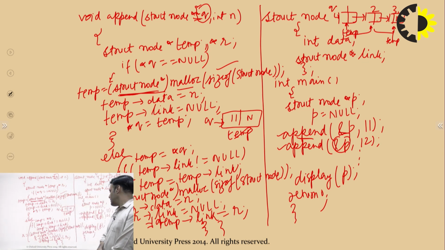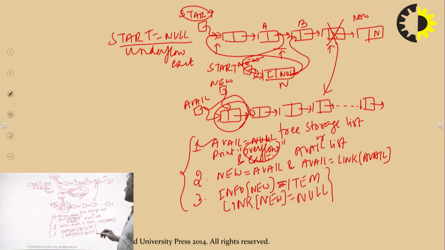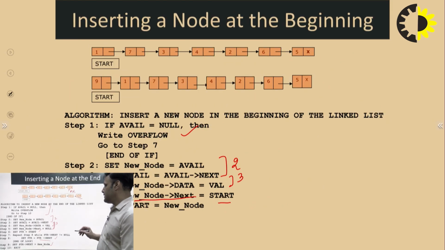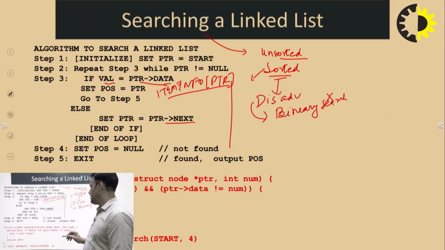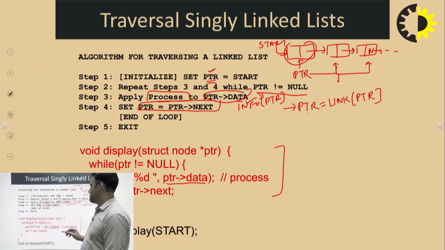So append, then display is simple traversing. We have already discussed traversing and return. Similarly, we can call the delete function for deleting. Deleting means after deleting we have to free the space. That is the concept of garbage collection. Free means the memory which is deleted can be reused. Okay. So this is the display function.